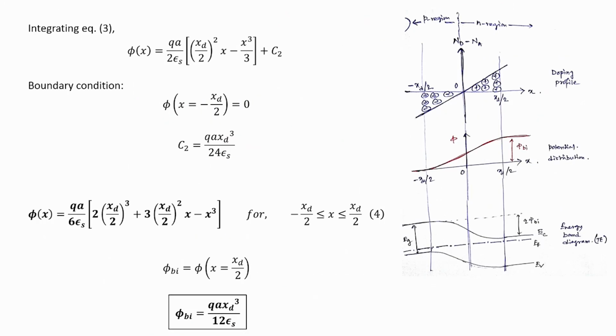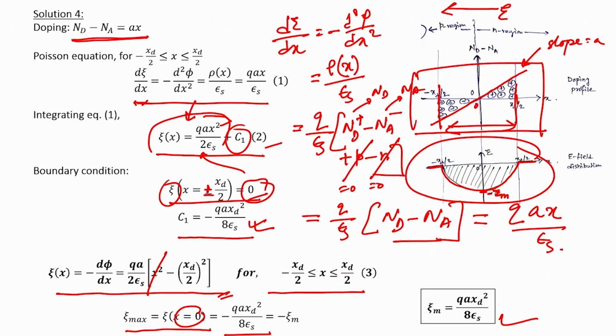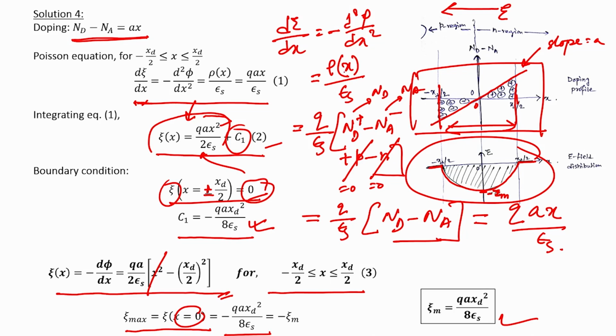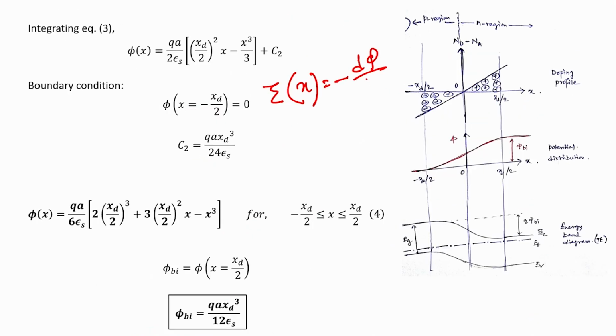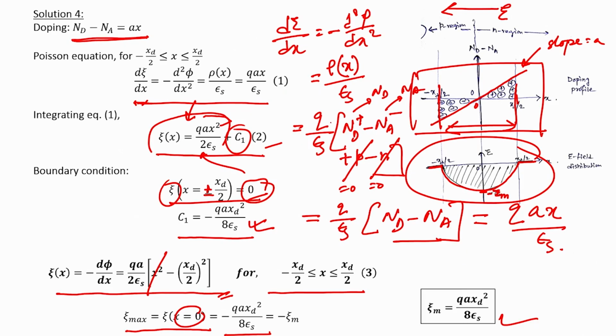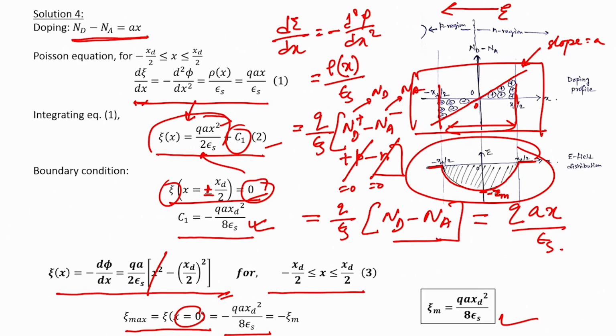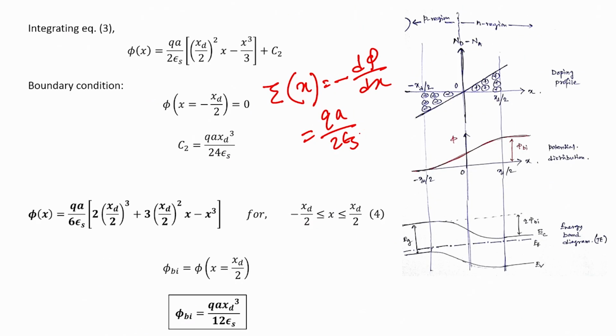Next you have to integrate that electric field in order to find the potential. This was our electric field, which can be written as minus d phi dx. Let us write the equation first: qA by twice epsilon s times (x square minus xd square by 4).